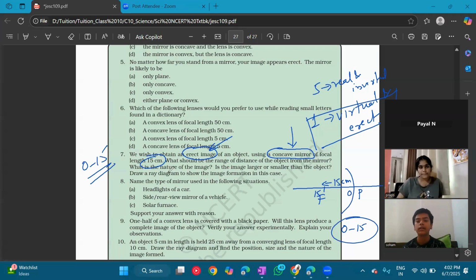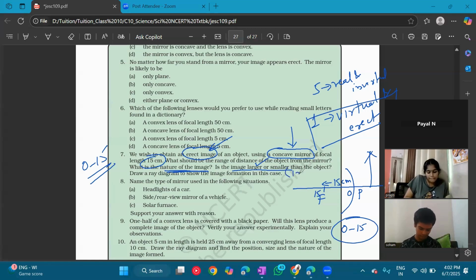And what is the nature of the image? Obviously, अगर 0 और 15 के बीच में मैंने रखा है, right? तो नेचर हमारा इमेज का क्या होगा? Virtual and erect? Do you agree? Yes. What do you think? Image larger होगा कि smaller होगा object से? Larger. Yes. Magnified. हमने याद आया ना last row? It will be larger. Draw the ray diagram to show the image formation in this case.